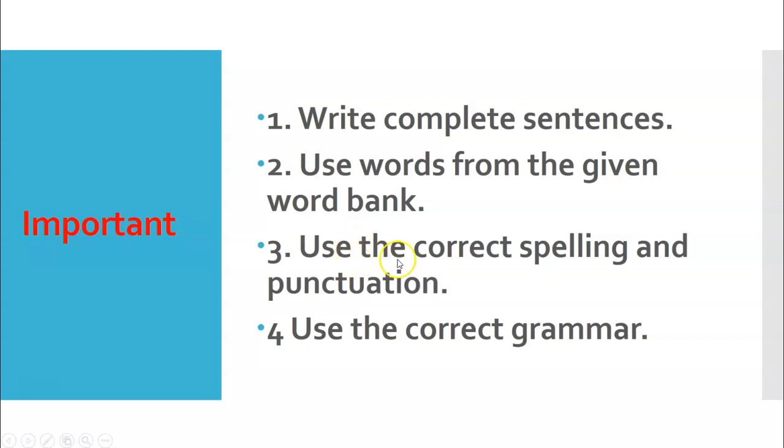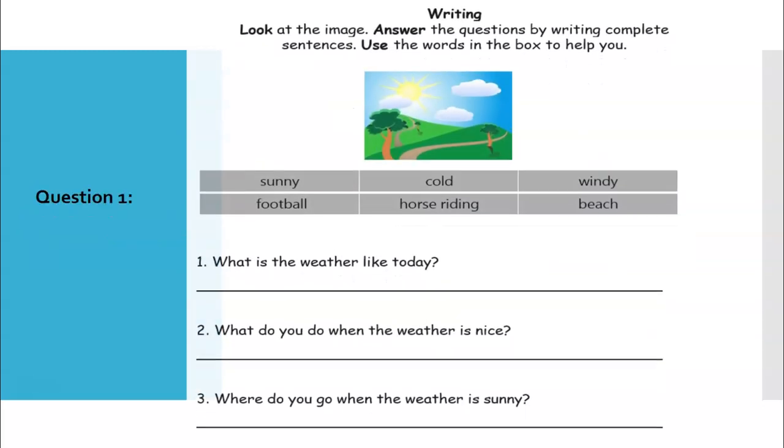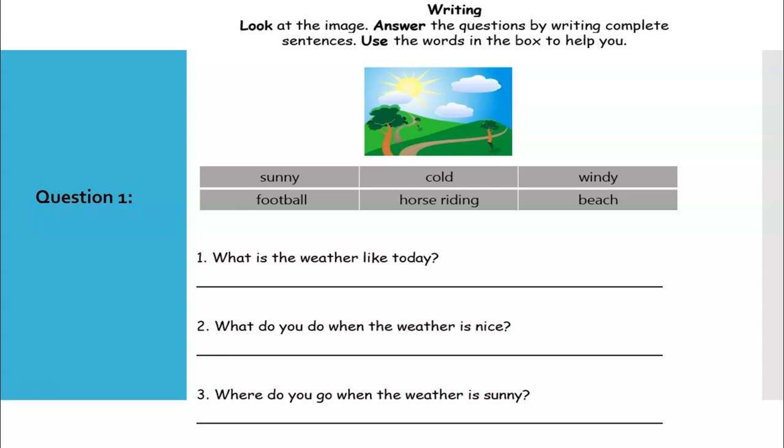After that, make sure you are spelling words correctly and using the appropriate punctuation and capital letters. These are important elements in writing. Also, do not forget to use the right grammar. Okay, let us start with the first example. Look at the image and answer these questions by writing complete sentences. Use the words in the box to help you.